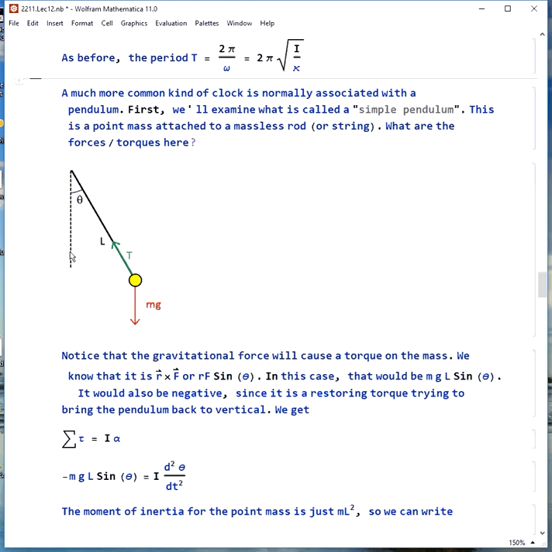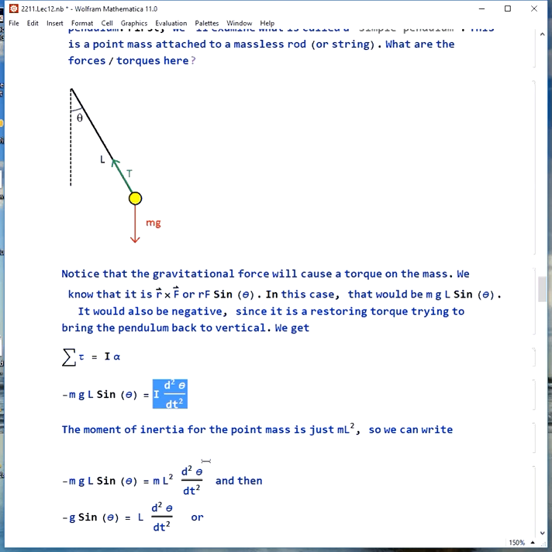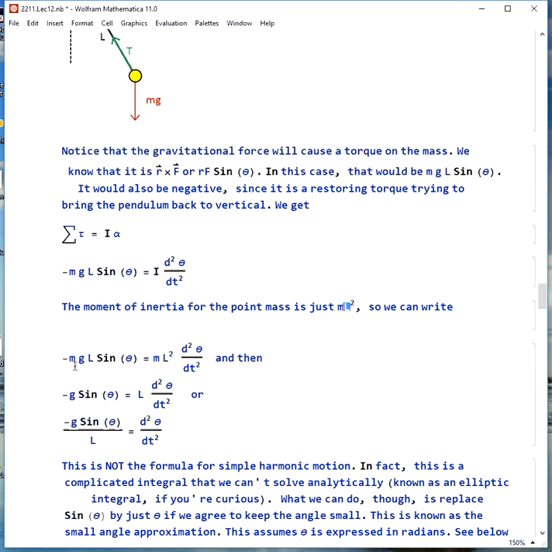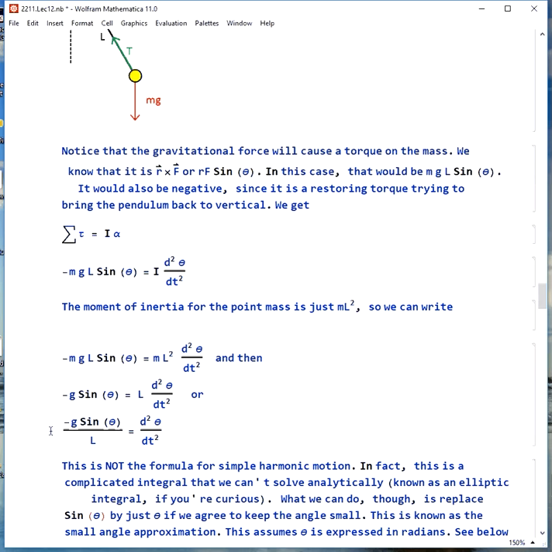The I for a point mass at the end of a string of length L is simple, it's just mL squared. So we can plug that in and make some cancellations, and we finally get down to this: negative g sine theta over L is d squared theta dt squared. The problem with this is that it's not the same as the formula for simple harmonic motion. The answer for this problem, theta as a function of t, is actually what's called an elliptic integral, and it's a lot harder than we want to try and do.